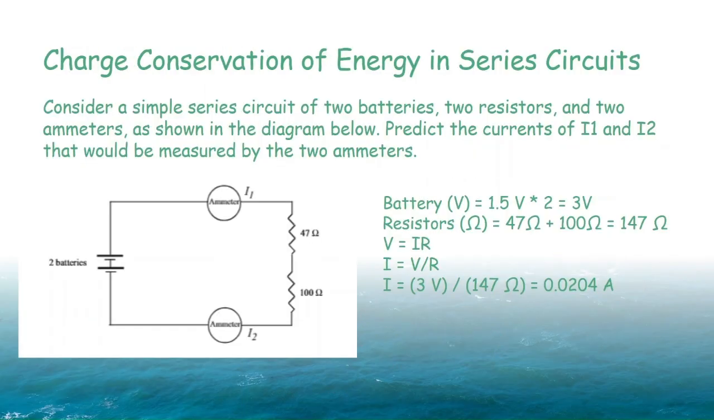Going to the conservation of energy in series circuits, we have to first consider this diagram below, which consists of a circuit with 2 batteries, 2 resistors, and 2 ammeters. And we're told to predict the currents I1 and I2, which should be measured by the 2 ammeters. The initial conditions are the battery produces 3 volts, the resistors have 147 total resistance, or 147 ohms, and by using Ohm's law, we find that the current is 0.0204 amperes.